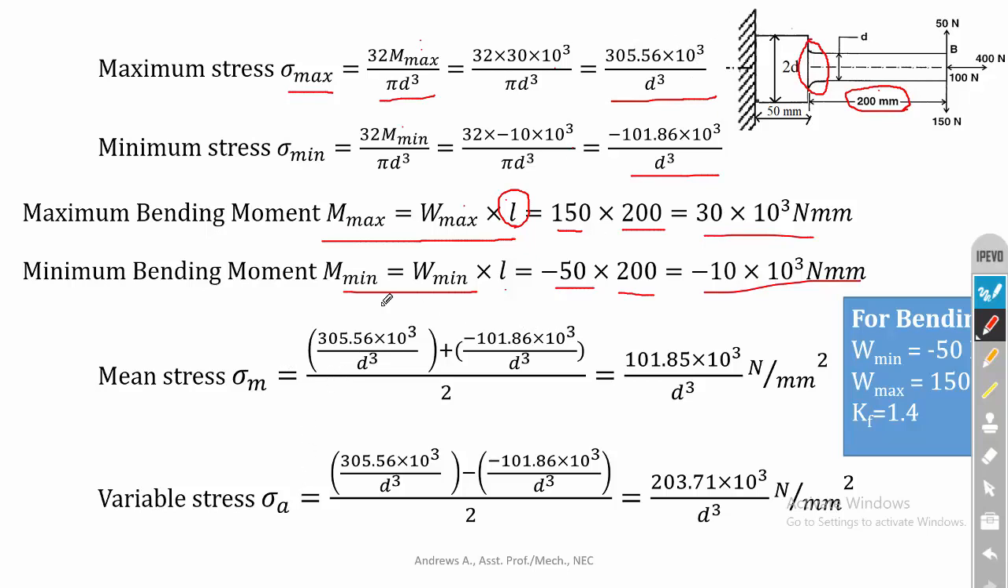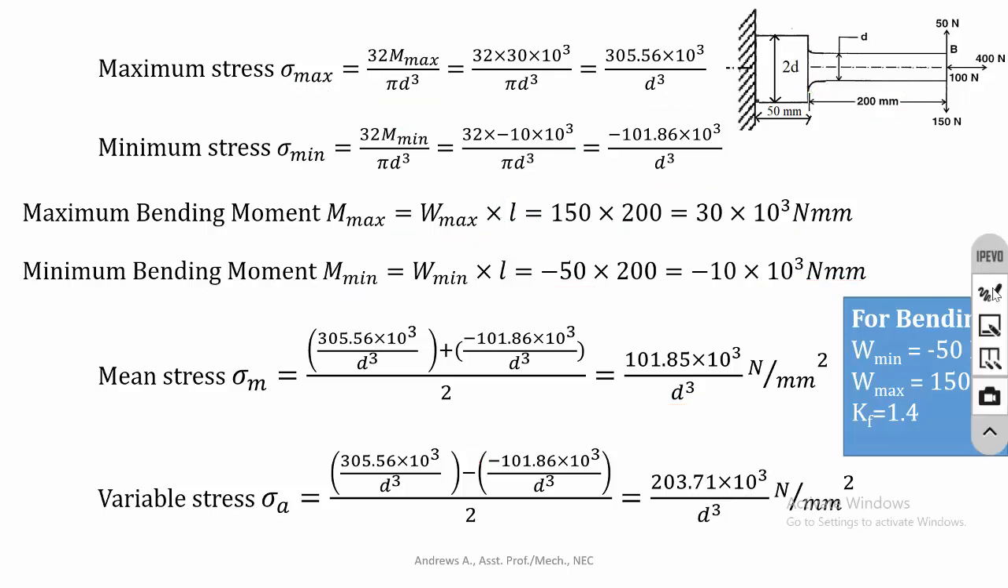The mean stress is maximum plus minimum. Here you have a negative sign in the minimum stress, so you will get 101.85 into 10 power 3 divided by d cube. In the case of variable stress, it is maximum minus minimum. Already a minus is there, so minus and minus will become plus. So you will get 203.71 into 10 power 3 divided by d cube.